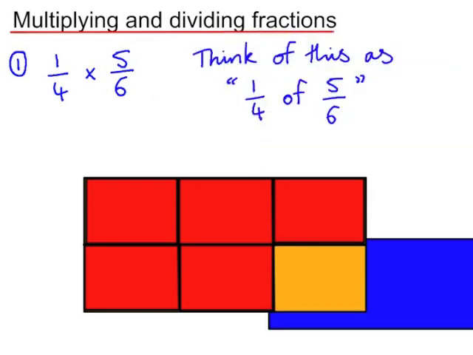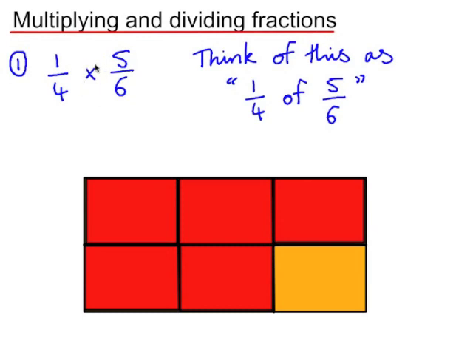It's helpful when multiplying fractions to replace the multiplication symbol with the word "of". 1/4 times 5/6 is 1/4 of 5/6. Here's a diagram that represents 5/6. You can see the rectangle has been divided into 6 equal areas, and 5 of these are coloured red. To find 1/4 of this red area at the moment is difficult because there are 5 sections and I want 1/4 of them. What I'm going to do to start with is divide each of the sixths into quarters.